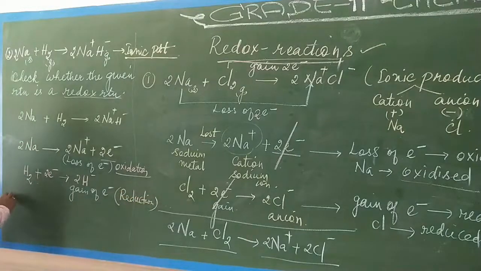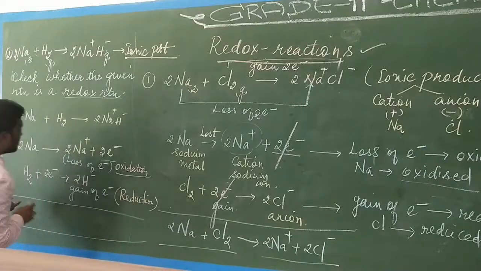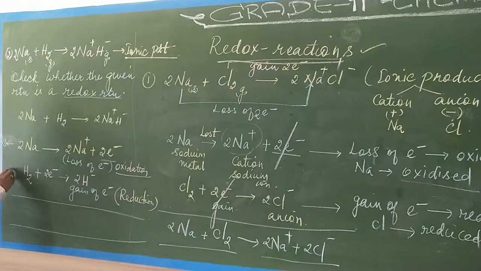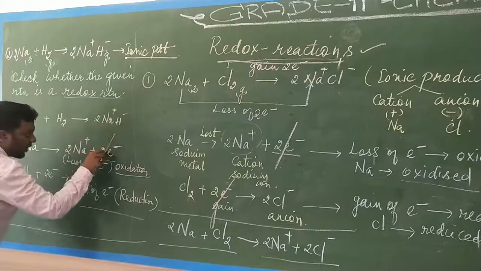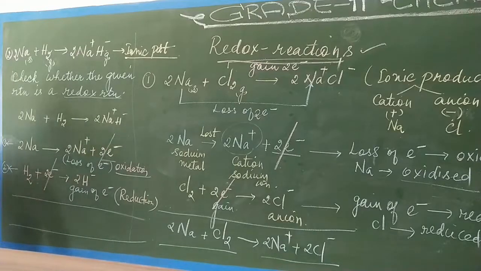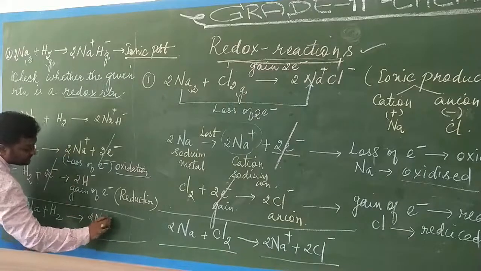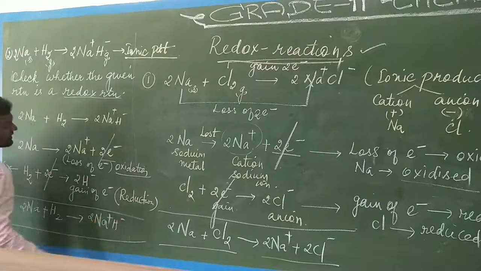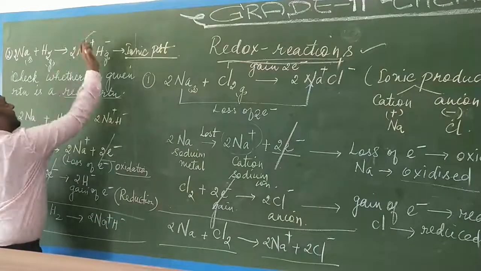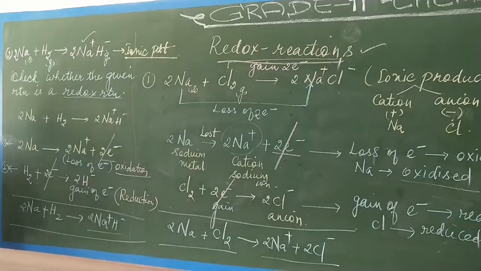Now you solve both the equations. This is equation number 1 and this is equation number 2. So what will happen now? The 2 electrons on the product side and the 2 electrons on the reactant side will get cancelled off. What remains is 2Na + H2, because no other chemical substances or atoms or electrons are present. So 2Na + H2 gives 2Na+ and 2H-.